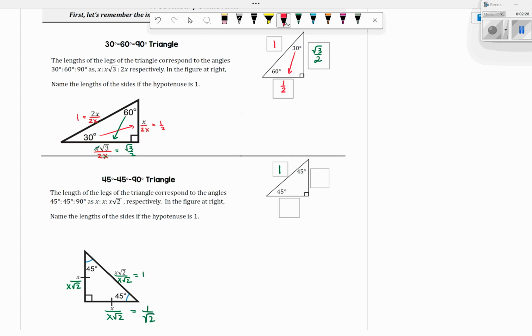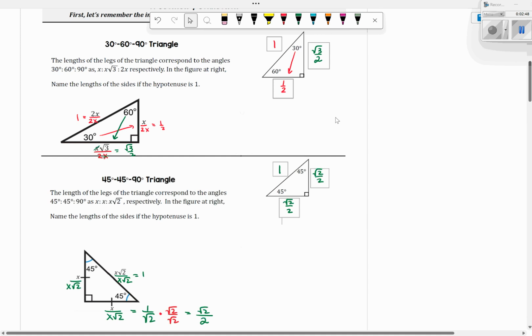And then, of course, we want to rationalize our denominators. When we multiply by root 2 over root 2, we get root 2 in the numerator, and the square root of 2 times the square root of 2 is the square root of 4, which is just 2. So the square root of 2 over 2 for each of the side lengths. These are our unit triangles, and it's very important that you know how to get this because this is how it relates to our unit circle.